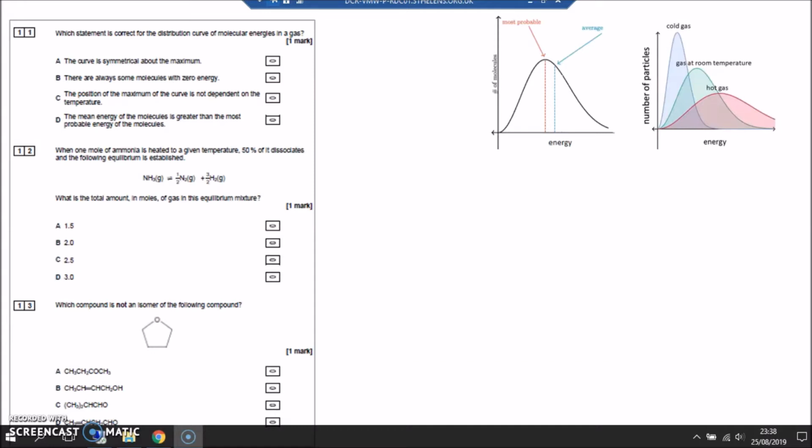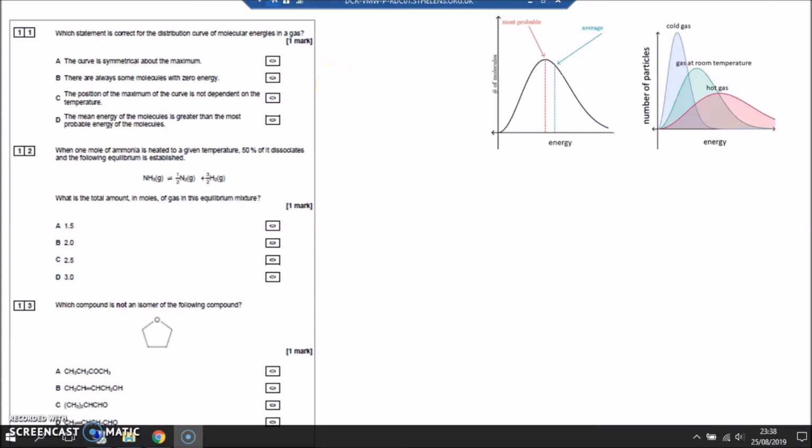Notice they all go through the origin because no particles have zero energy, and they should never touch the x-axis again. I notice a couple of the graphs there do actually touch the x-axis, but they should never touch it because there are always some particles with a very high energy, irrespective of what temperature it is. So let's have a look which one is correct.